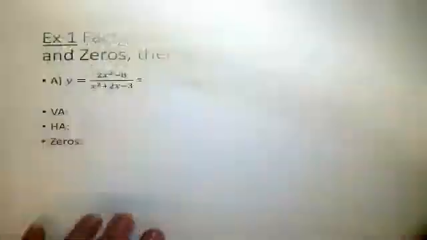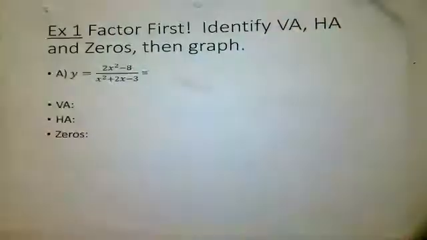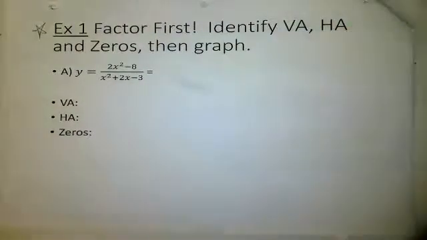All right, so here we go. Today, building on what we were doing on Friday. Again, in your notes, you should have example 1 and the directions. The directions are very important. Example 1: factor first. Identify the vertical asymptote, horizontal asymptote, and the zeros, and then graph.